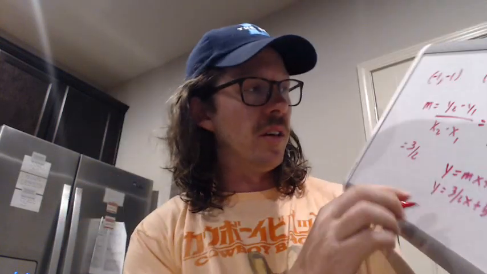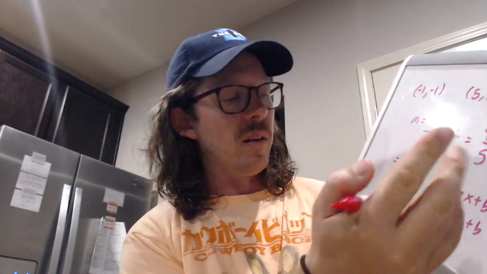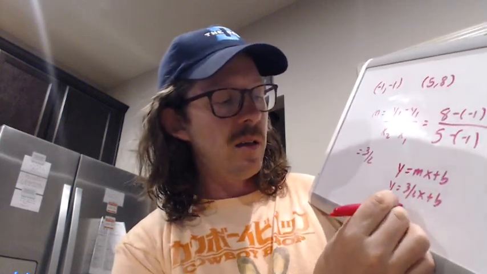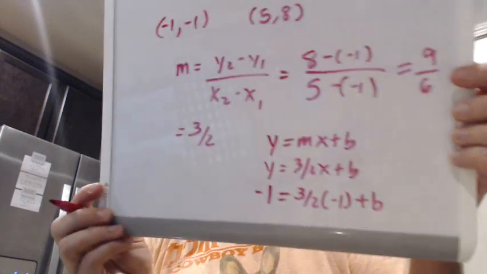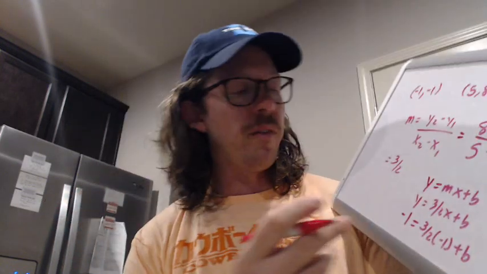If you want to find out what that b is, you just plug in one of these points. I don't know, let's say you put in (-1, -1). So if you put a -1 in for y and -1 in for x, you could solve for that b, okay?